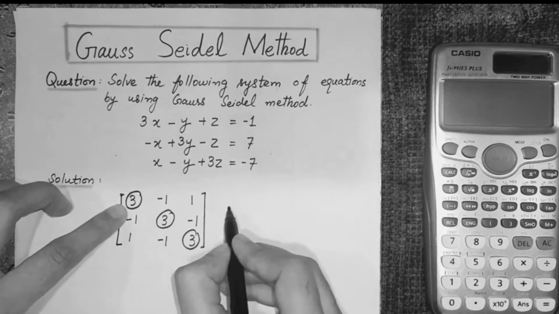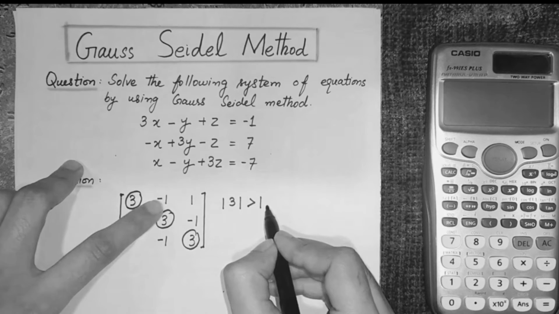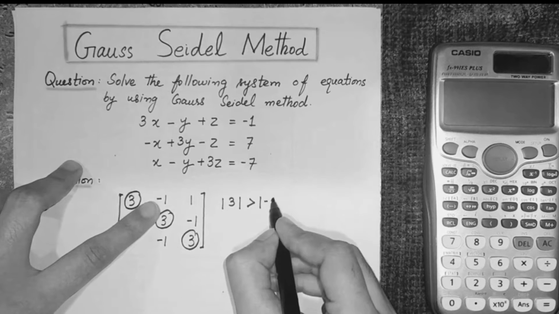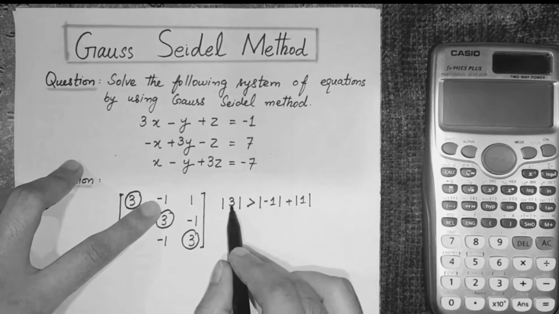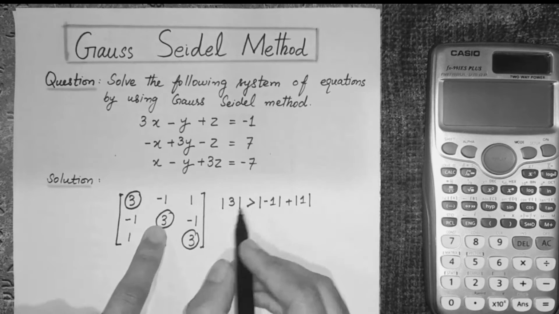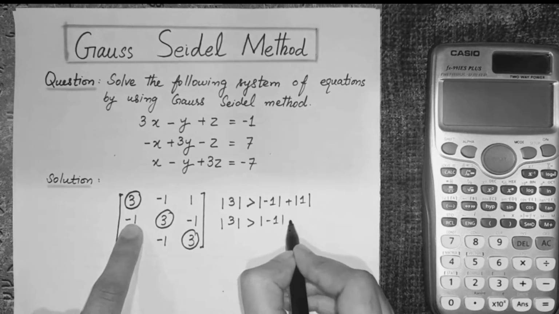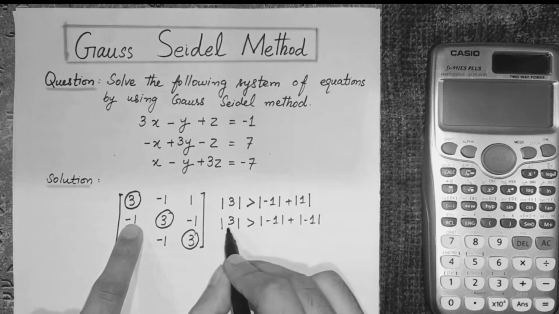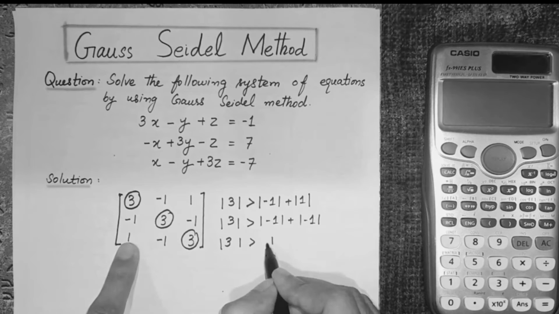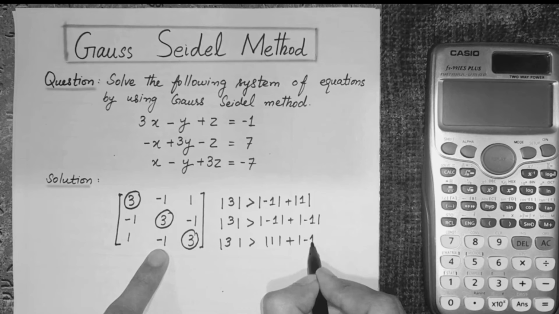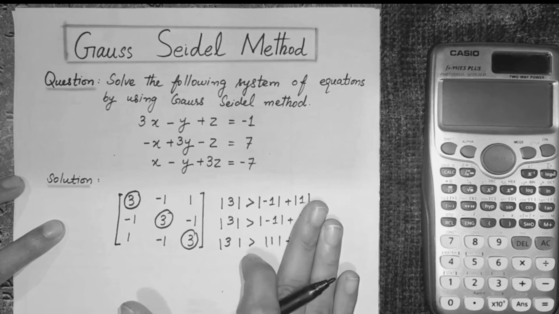The way of checking is that the absolute value of the diagonal element should be greater than the sum of the absolute values of the remaining two, which is negative 1 plus 1, which is 2. So 3 is greater than 2. In a similar way, 3 is greater than negative 1 plus negative 1, in absolute value 2. So 3 is greater than 2. Again, 3 is greater than the absolute value of 1 plus the absolute value of negative 1, which is 2. So 3 is greater than 2. This means that our system is strictly diagonally dominant.